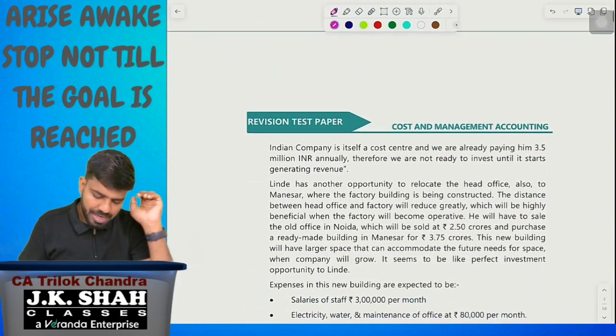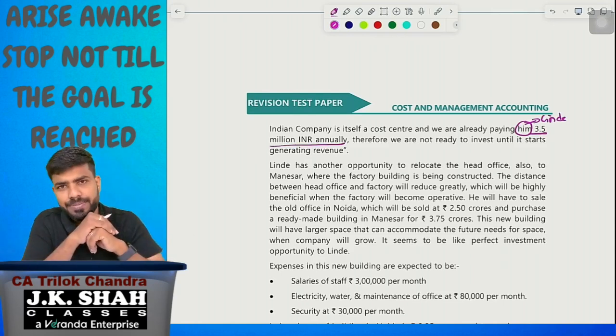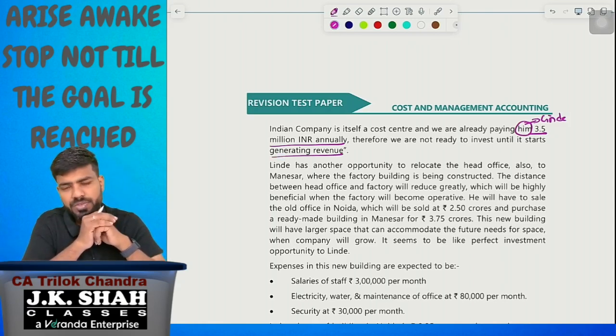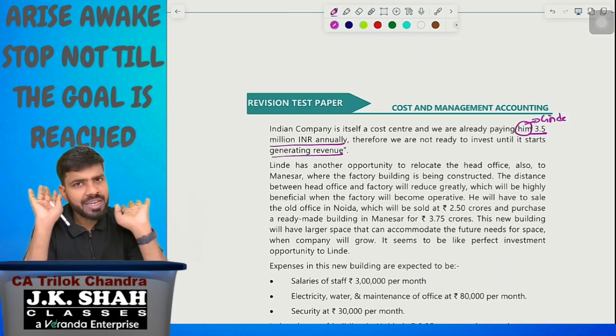Next. The Indian company is itself a cost center, and we are already paying him 3.5 million Indian rupees annually. Who is him? Lindy. They are telling that we are already paying Lindy 3.5 million Indian rupees annually. 35 lakh rupees is the salary of Lindy, per annum. Therefore, we are not ready to invest until it starts generating revenue. So they clearly stated, you start generating revenue, till then nothing will be invested in India.